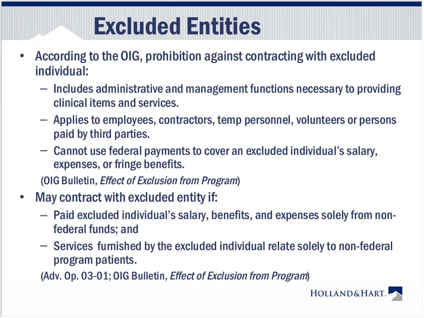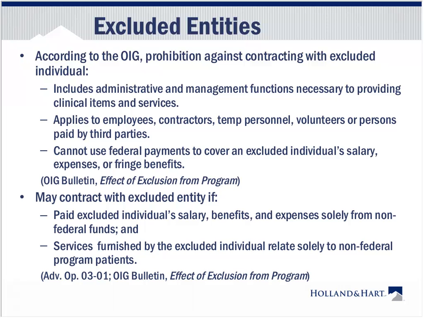According to the OIG, the prohibition against contracting with excluded individuals applies not just to providers, but includes administrative and management functions necessary to providing clinical items and services. This applies to employees, contractors, temp personnel. It applies even to volunteers, and it applies to persons paid by third parties. You cannot use federal payments to cover an excluded individual's salary, expenses, or fringe benefits. And take a look at the OIG Bulletin, Effective Exclusion from the Program, and then there was an update, I believe, in 2013 on the effective exclusion as well.